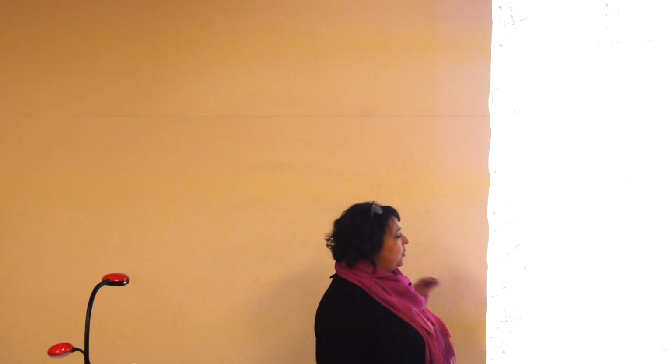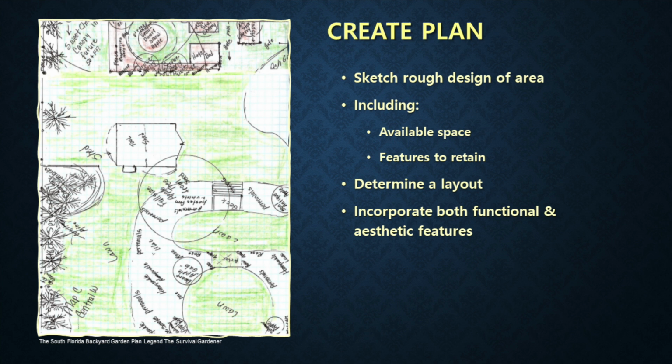I, again, like paper, so I like to sketch these things out. You're going to sketch a rough design of the area. You're going to include any structures that are already there, any potential plant life that is already there, any available space, any existing features that you want to keep. Okay? So then you're going to determine a rough design of your flower beds. All right? Got it? Pathways, any water features, any permanent features that you want to keep.